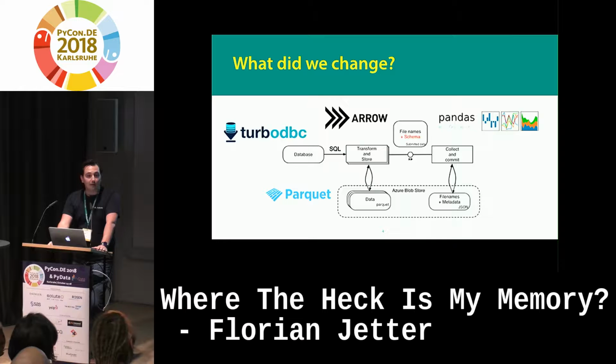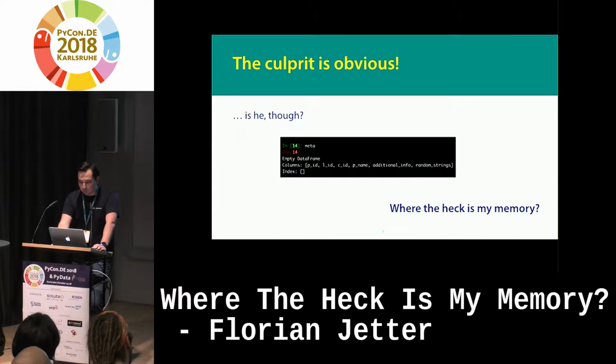But it seemed very obvious where this leak is. It is, of course, the schema. But when we looked at this schema, it was essentially an empty pandas data frame, and this is actually what it looked like. This was, of course, the first thing I looked at, and it was just telling me I'm empty. So, okay, where the heck is my memory? And this is where I embarked on a long journey of memory profiling and tracking down references to my objects. I looked into the garbage collector of the interpreter itself, and I was going insane.